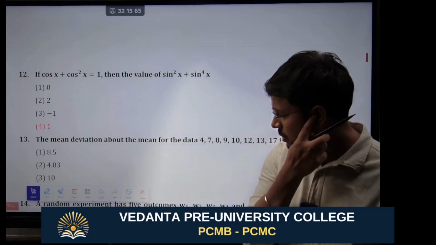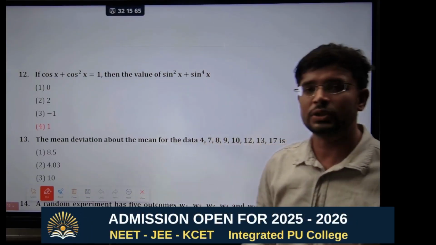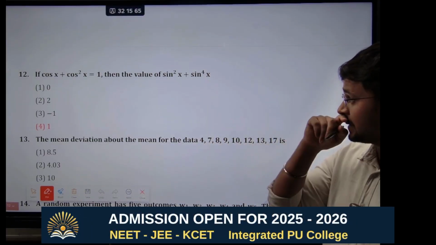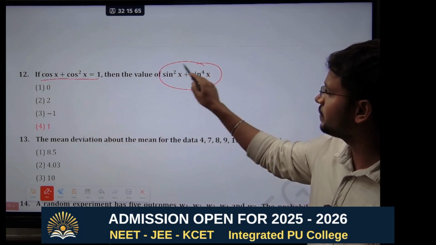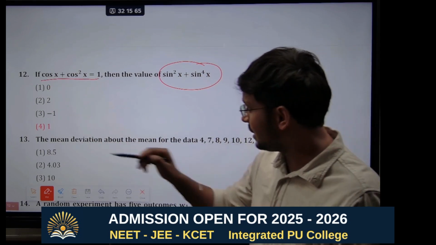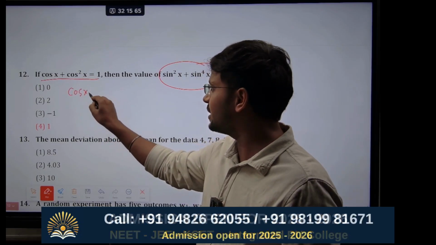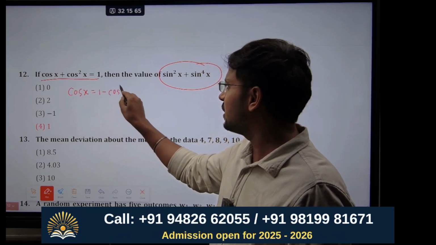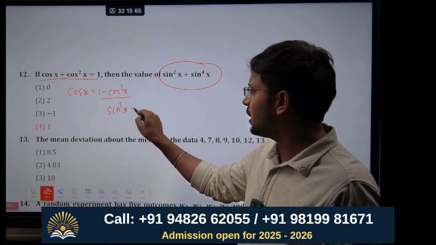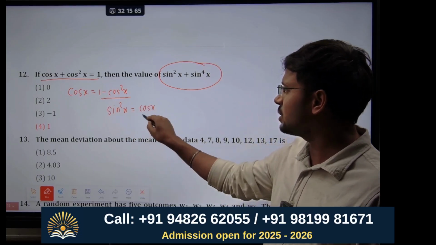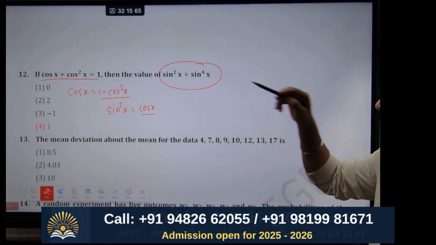Now let's see question number 12. For question number 12, what is given? This statement is given, this expression, and we have to find the value of this. Now what I'll do, here it is written, cos x can also be written as 1 minus cos square x. And 1 minus cos square x is nothing but sine square x. So from here I got to know that sine square x value is cos x. Now I have to solve this value.